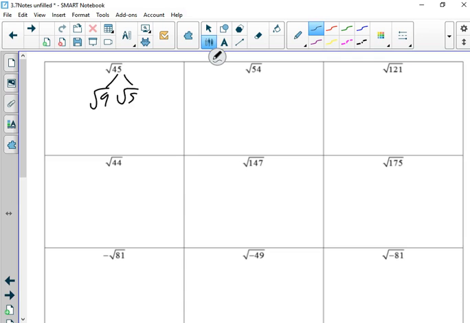Okay, so 54. I could break it down 27 times 2. Neither one of those is a perfect square. So I want to do 9 and 6. So again, 9 is the perfect square. Oh, I'm sorry, I forgot this one. This reduces to 3 radical 5.